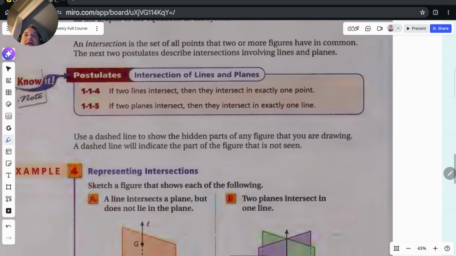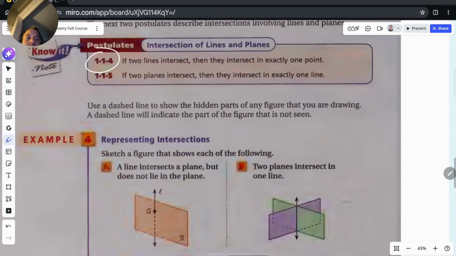All right, so an intersection are the points two figures share. Let's keep that in mind as we continue on to our postulates. Postulate 114 says that if two lines intersect, then they intersect in exactly one point. So when two straight lines cross, they only cross in one single spot. Two straight lines cannot meet at two different places.